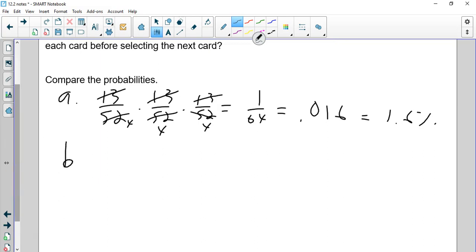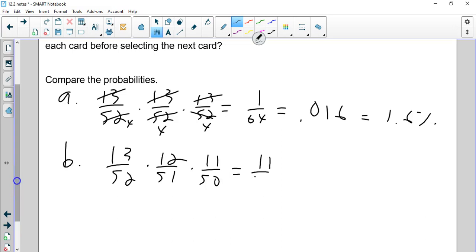But on B, what you have is, you first have the probability of getting a heart, which we said was 13 out of 52. But then you take out a heart, there's only 12 left, and there's only 51 cards left. And then there's only 11 hearts left and 50 cards left. So when you multiply all these out, you get a nasty number, 11 over 850, which ends up being 0.013 or 1.3%.